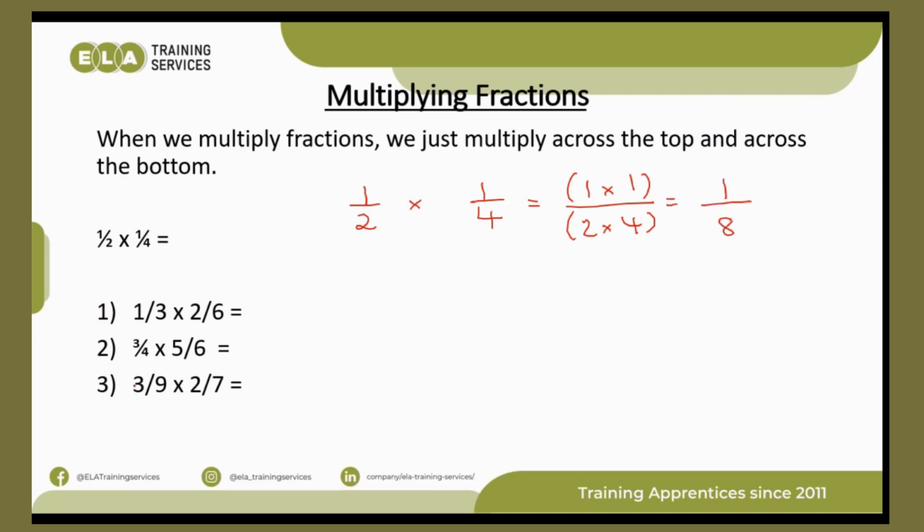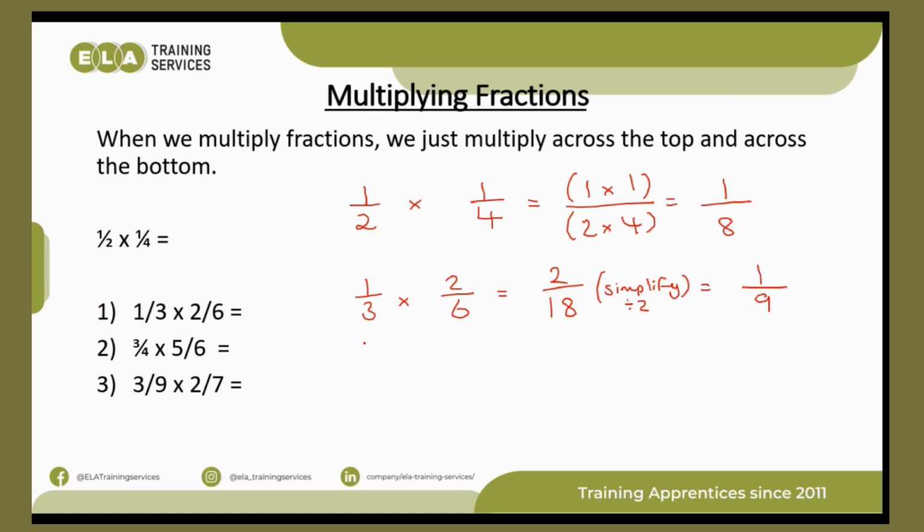Okay, so let's have a go at these three. So we've got 1/3 times 2/6. 1 times 2 is 2. 3 times 6 is 18. So 2 over 18, simplify, which then gives us 1 over 9.